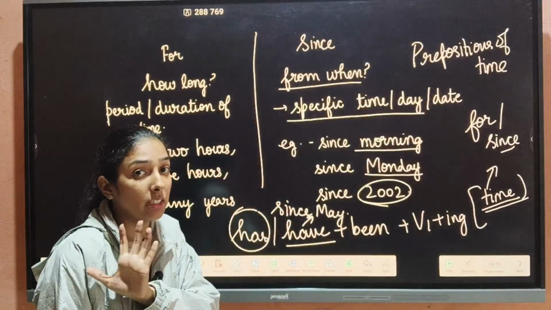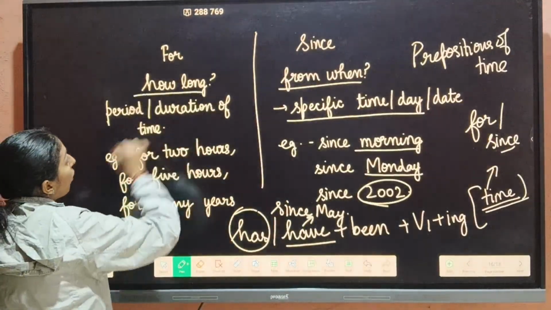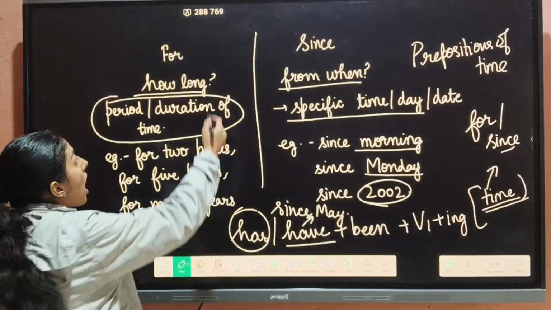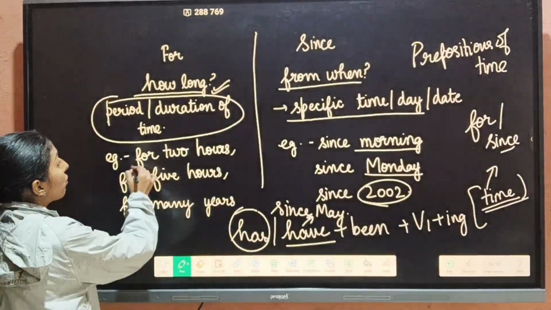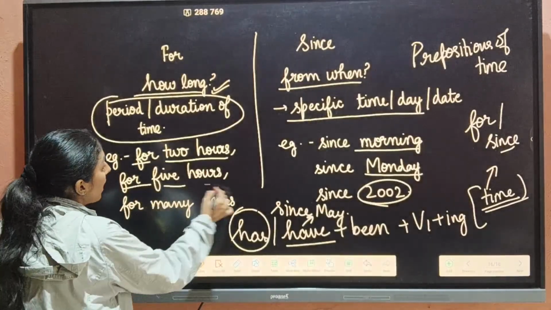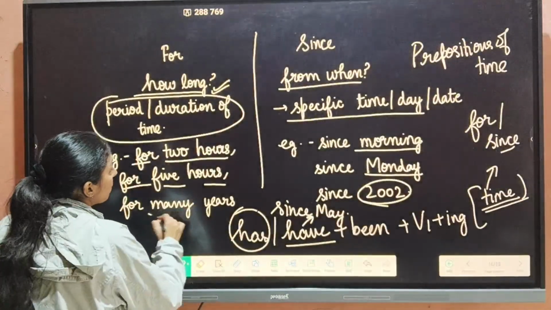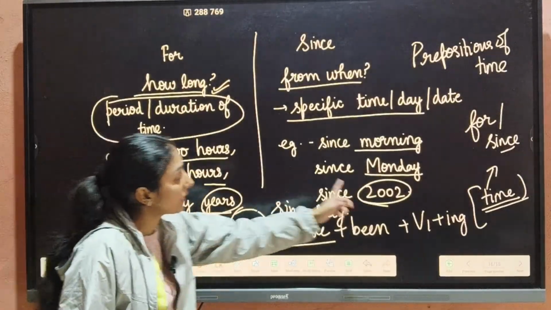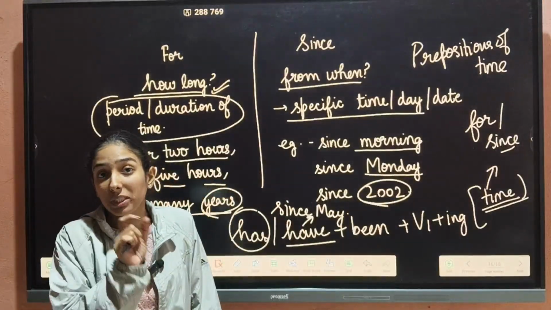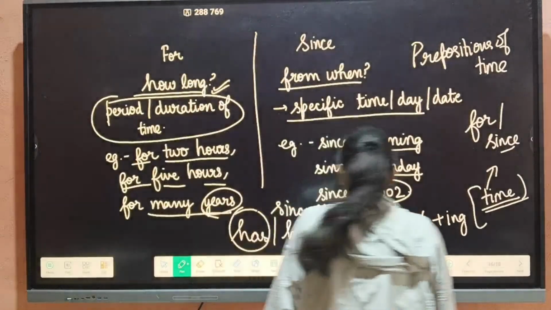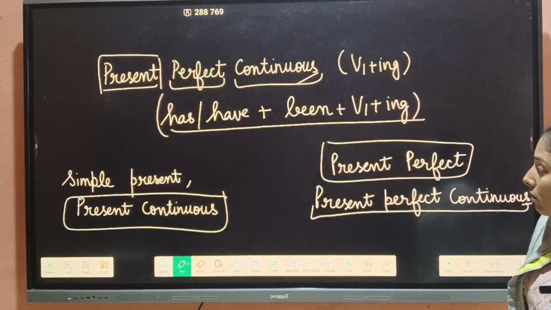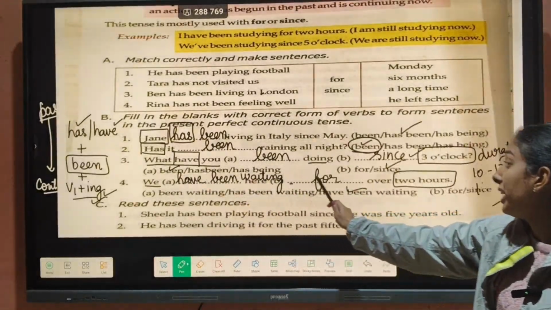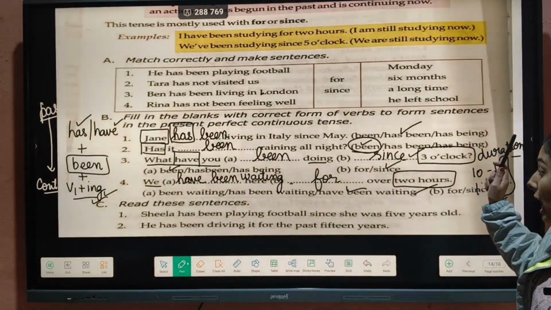Means specific thing we know. Clear? For we use for the period or duration of the time. Time duration is given. How long something is happening. Clear? Like for 2 hours, for 5 hours, for 5 minutes, for 10 minutes, for many years. No specific year is given, we will use for. If specifically it is given that 2002, specific name of the year is given, then we will use since. Clear? So, I hope it is clear now. Okay? So, we have been waiting for over 2 hours.